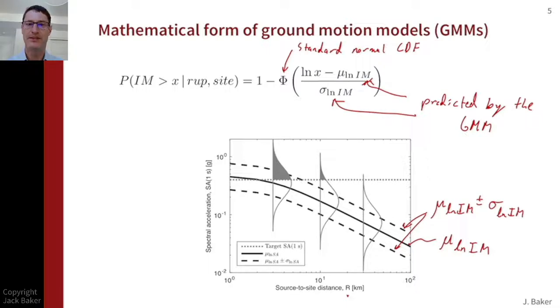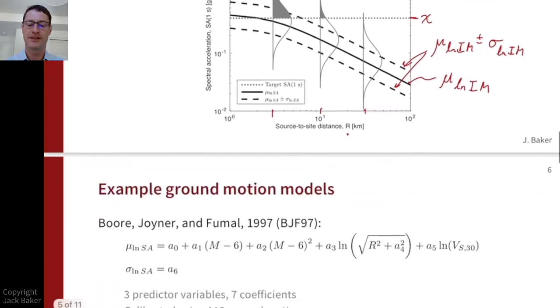Collectively, that mean and standard deviation defines a normal distribution, again, in log IM space. So I've got normal distributions plotted for a few different distances here. And then this horizontal dashed line is the x value that we're interested in, right? So if I'm interested in the exceedance of x, I'm interested in how much of the area of the probability distribution is above that x threshold, right? So as the mean gets bigger, there's a higher probability of being able to exceed that x for a rupture with those conditions, okay? So we need to predict a mean and a standard deviation of these ground motion amplitudes with our ground motion model. That's the takeaway from this. And this is the mathematical form that we're going to use to do those calculations.